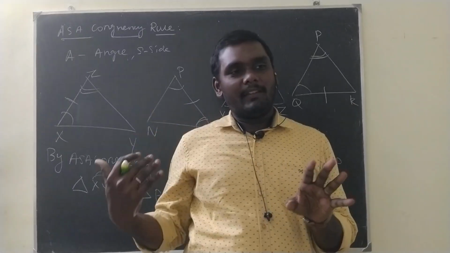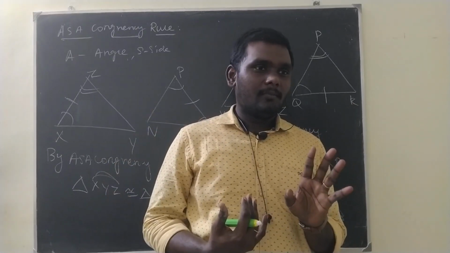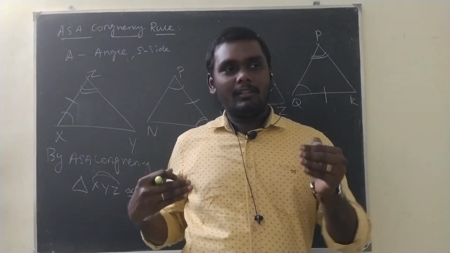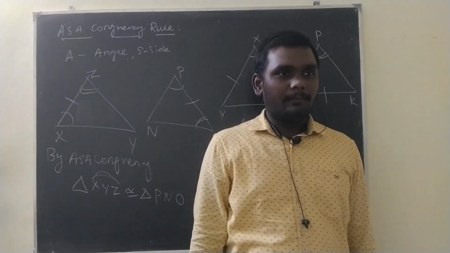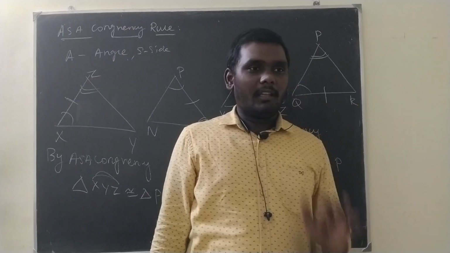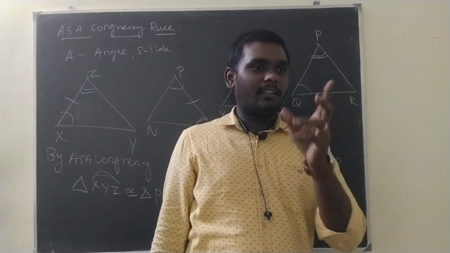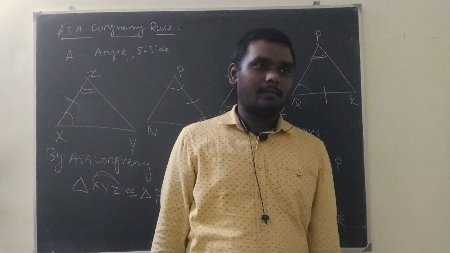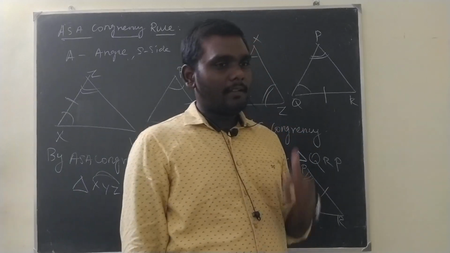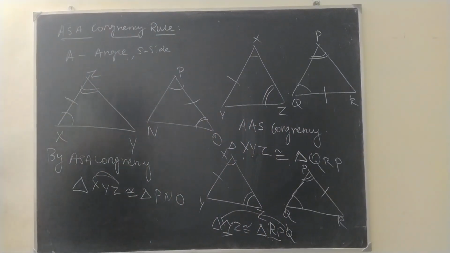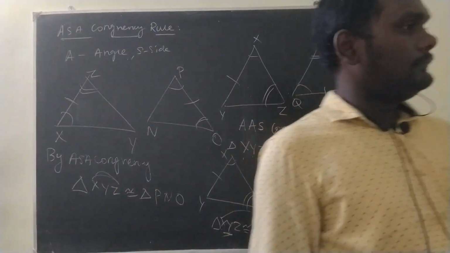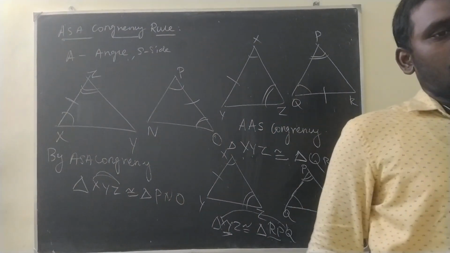After this, we will see another two. Apart from these prescribed congruency rules, there are no other congruency rules. So don't take it for granted that if we shuffle S and A we will get a congruency. Okay. Then shall we see an example in this?